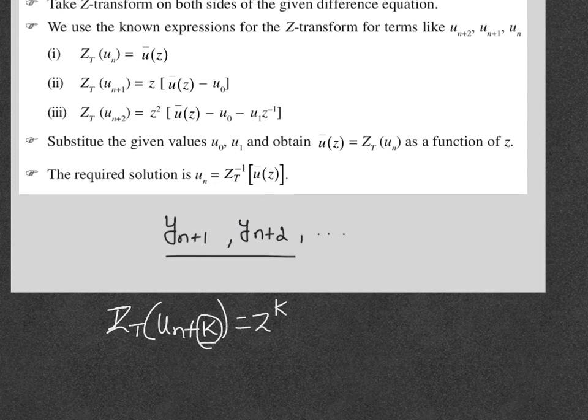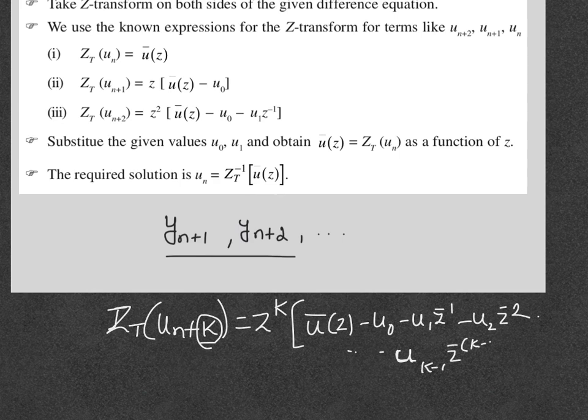Based upon this k value, it is u bar z minus u0 minus u1 z power minus 1 minus u2 z power minus 2, and like this it will continue. We have to stop at the end with u(k-1) z power minus (k-1). If k is 1, we take z power 1, and it ends where you have k minus 1, u0 and z power 0. So it will end at u0.